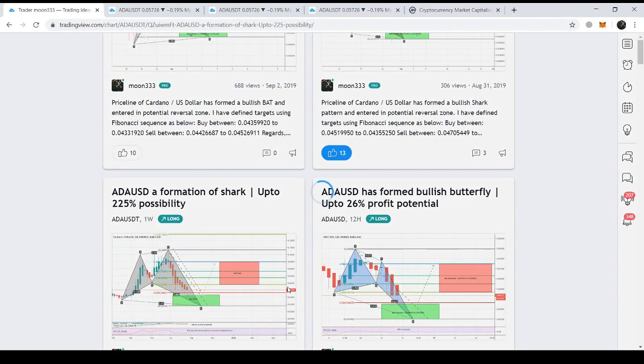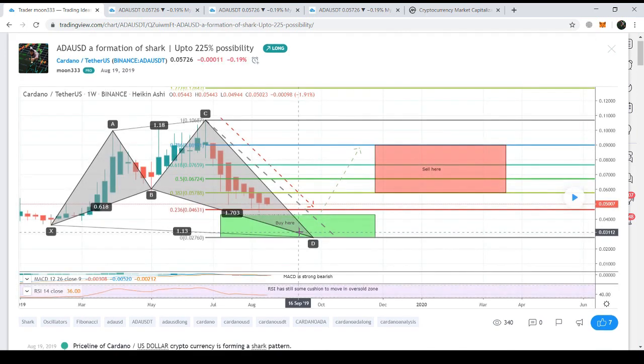You can see I posted this chart in August 2019, and this was a long-term week-based chart. Here the price action was forming a bullish shark pattern, and at that time, the price action did not enter this potential reversal zone or buying zone of this shark pattern. But all the legs were driven as required for the shark pattern perfectly.